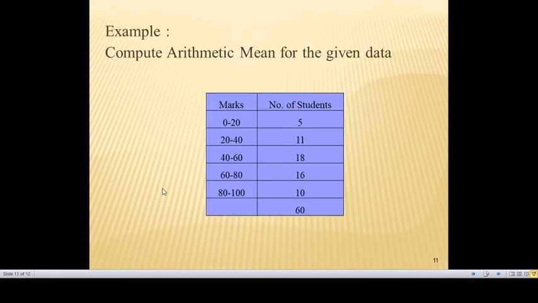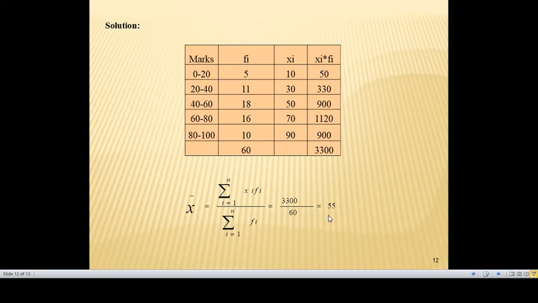Here is one more example. In this case also, class intervals and their corresponding frequencies are given. So we have to repeat the same procedure. We have to obtain xi as the mid values. Here 20 plus 0 divided by 2, 10. 40 plus 20, 60 divided by 2 is 30. Similarly, we can find the remaining xi.